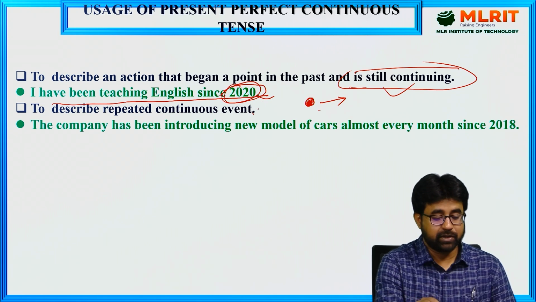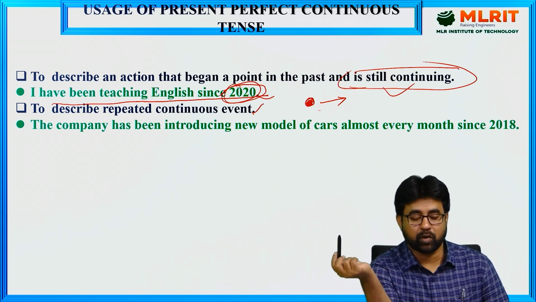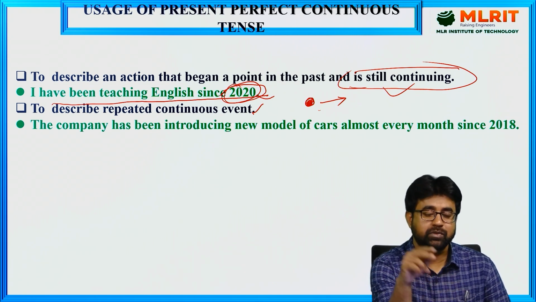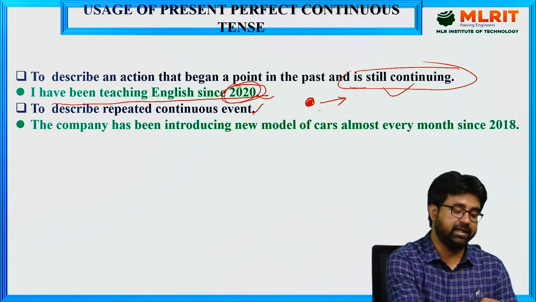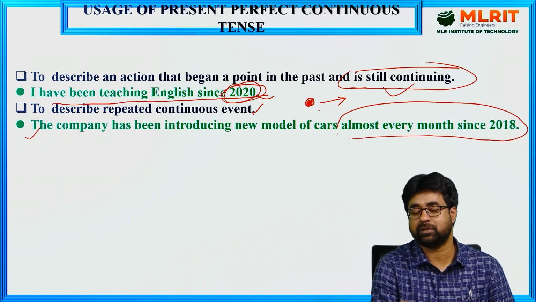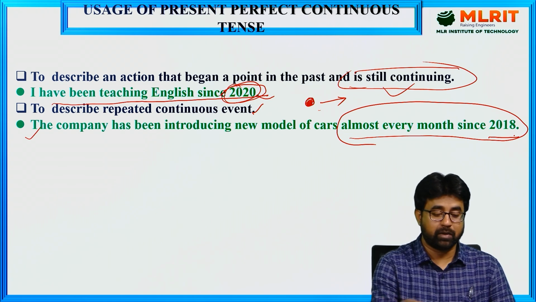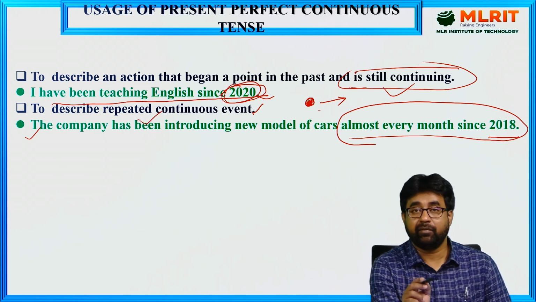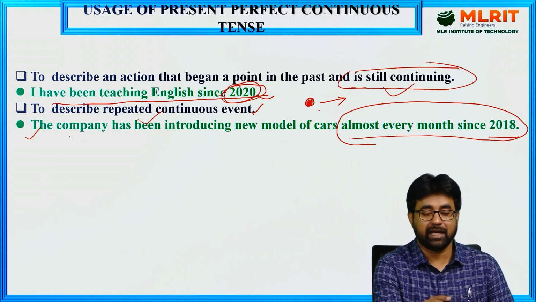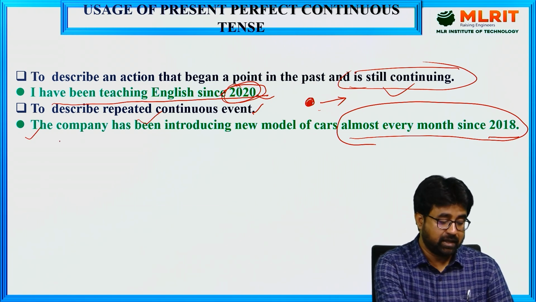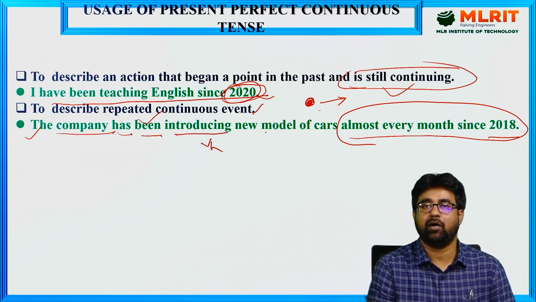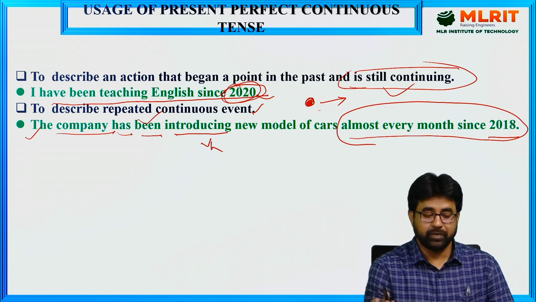So next usage, to describe a repeated or continuous event. If I'm talking about a continuously repeated event, then also we have to use which tense? Present perfect continuous. See here, the company has been introducing new models of cars almost every month since 2018. So I'm talking about an event which is getting continuously, frequently repeated. So which tense am I using? I'm using present perfect continuous tense. Why? Company, subject, has, then been, plus V4 and then the object, right? So two usages, please remember them.